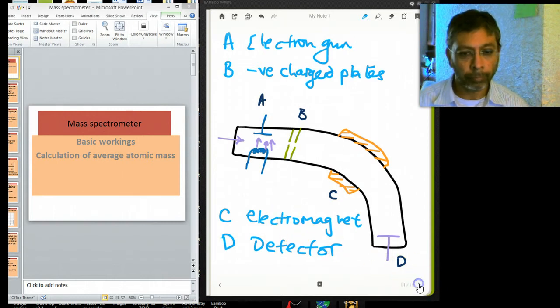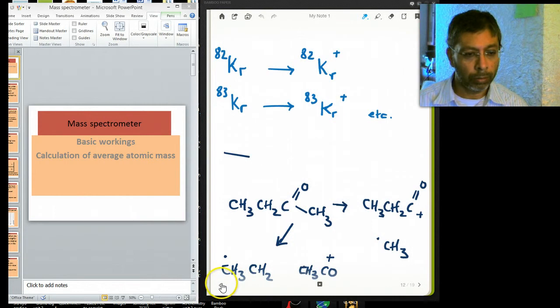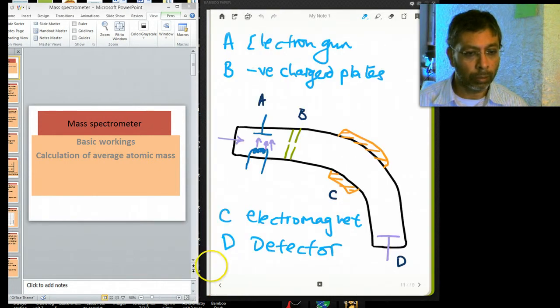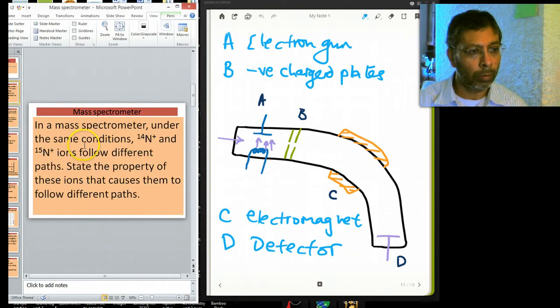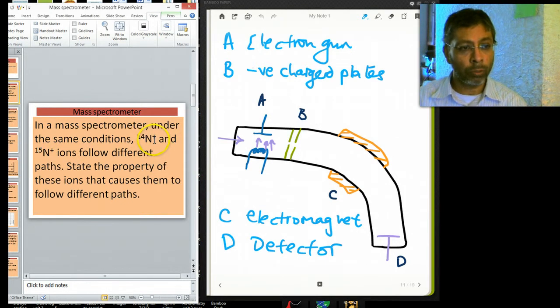Right, let's just come back to this over here. Right, here's a question. In a mass spectrometer under the same conditions, these two ions, 14N+ and 15N+, follow different paths. State the property of these ions that causes them to follow different paths.